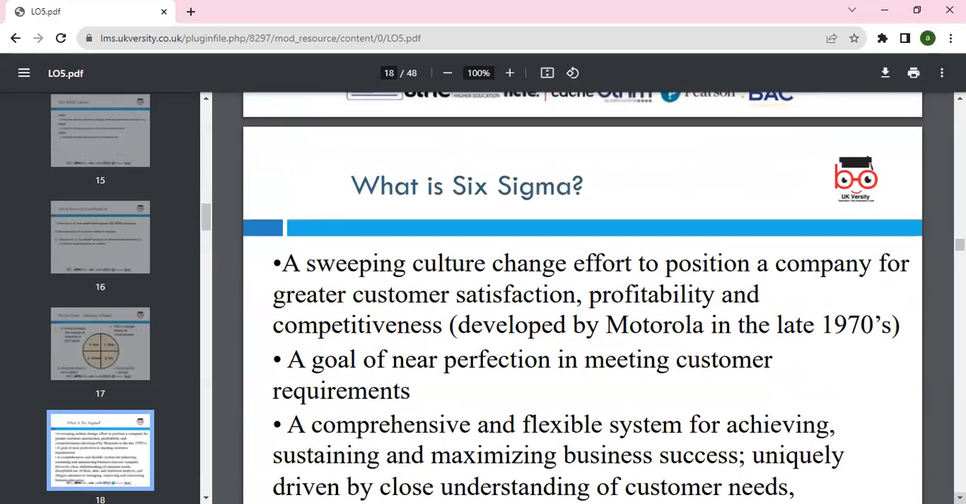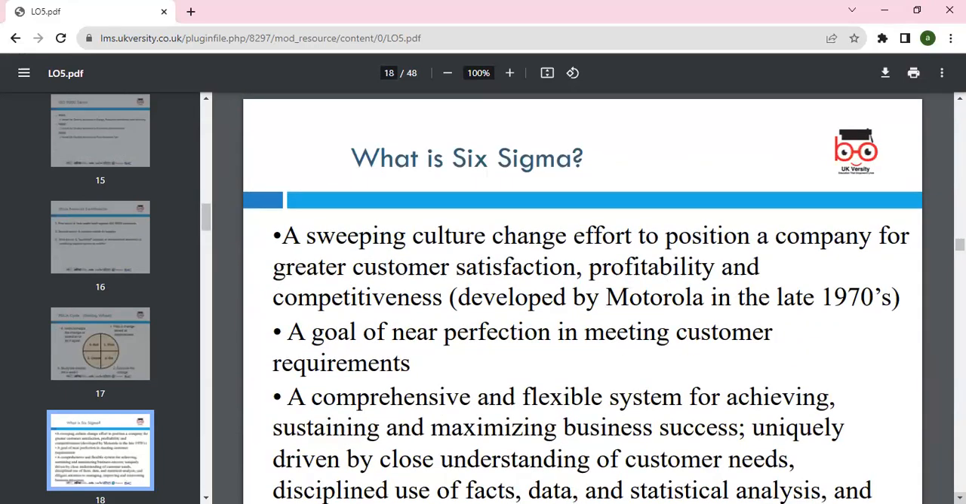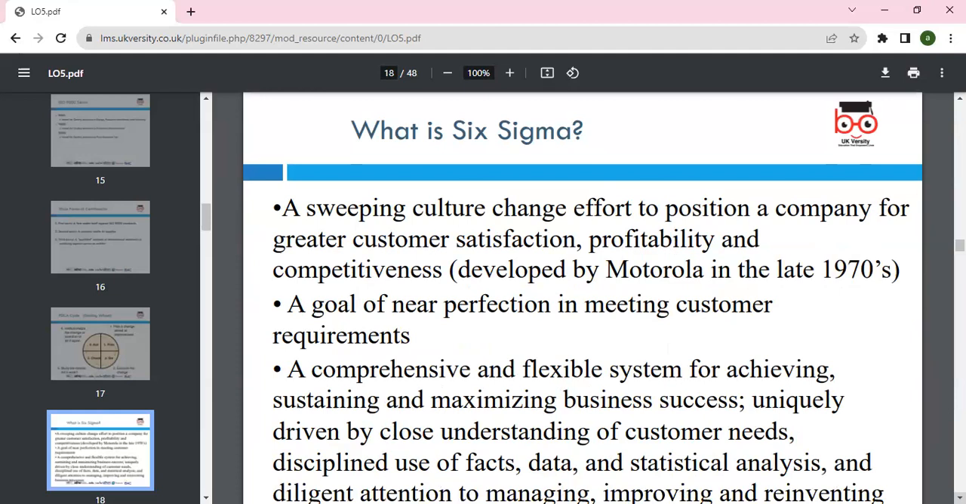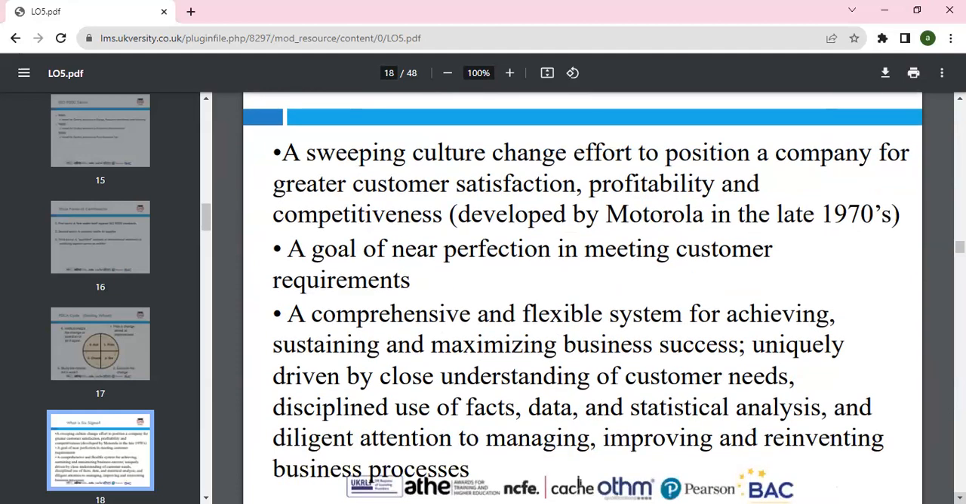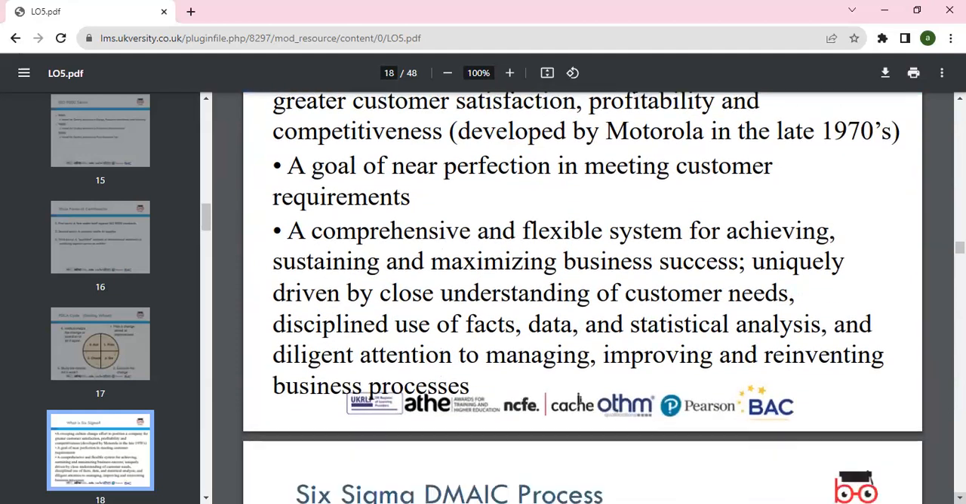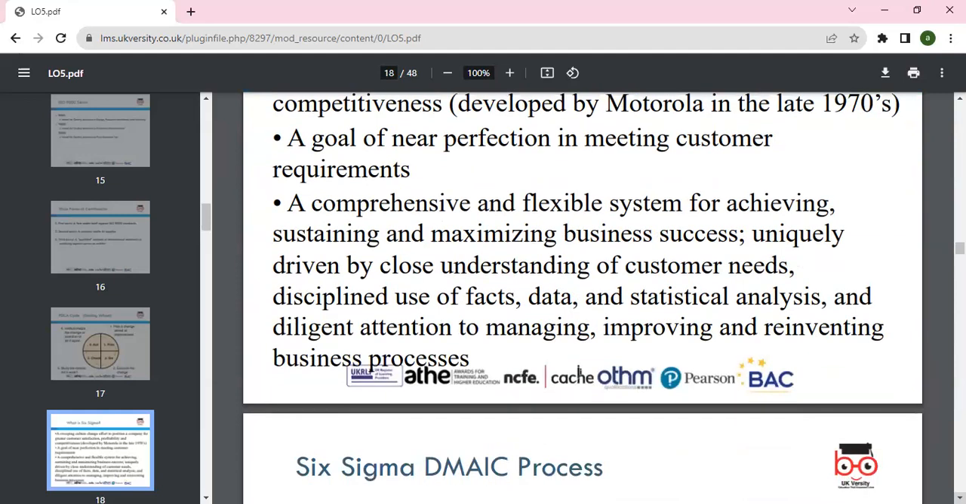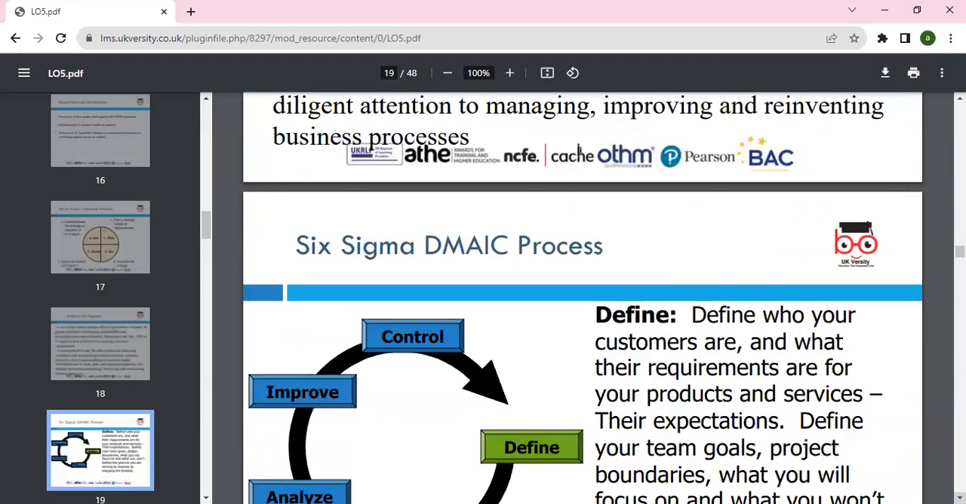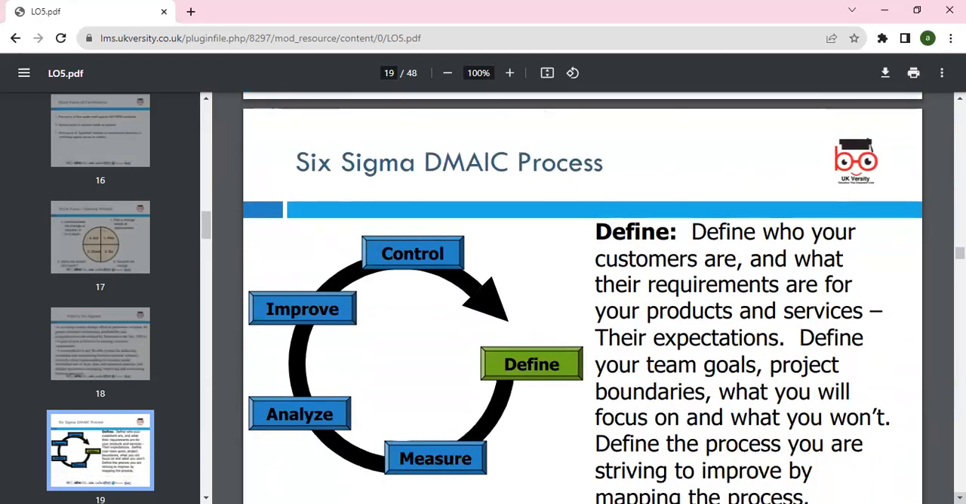Okay. So Six Sigma is sweeping the culture. The change effort is the position of the company, which we need for greater customer satisfaction, profitability, competitiveness, a goal of near perfection, meeting the customer requirement, flexibility, maximizing. And then Six Sigma DMAIC, which consists of define, measure, analyze, improve, and control.